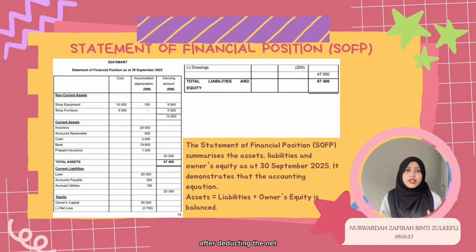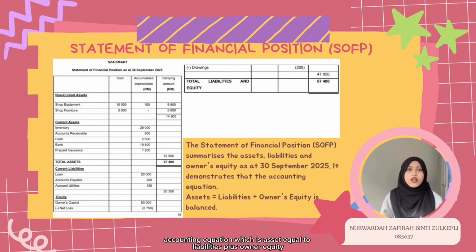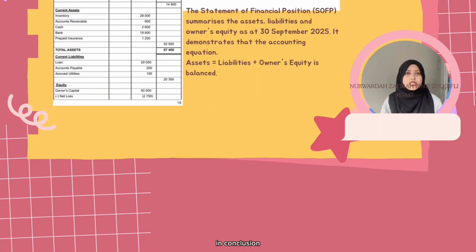After deducting the net loss of 2,750 ringgit and drawings of 200 ringgit, the remaining owner's equity is 47,050 ringgit. Finally, total liabilities of 20,350 ringgit plus owner's equity of 47,050 ringgit equal 67,400, which is the same as total assets. This confirms that our statement of financial position is balanced and follows the accounting equation, which is assets equal to liabilities plus owner's equity.